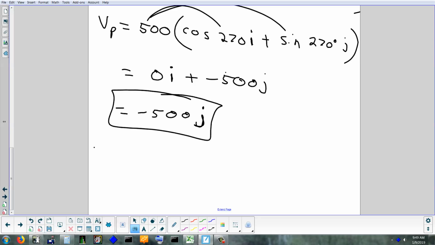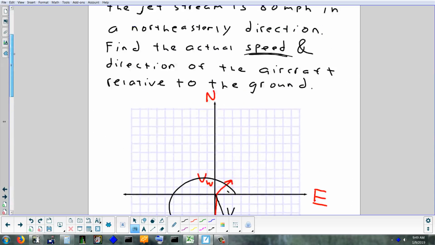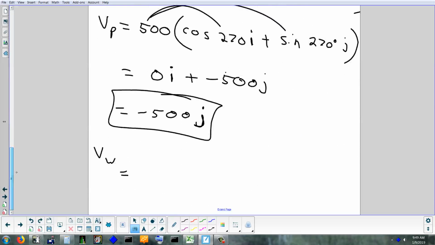Now let's find the vector for the wind. How fast is the wind blowing? 80 miles an hour. So put that on the outside. And we're going to need cosine of my angle i, sine of my angle j. But now I need my angle.